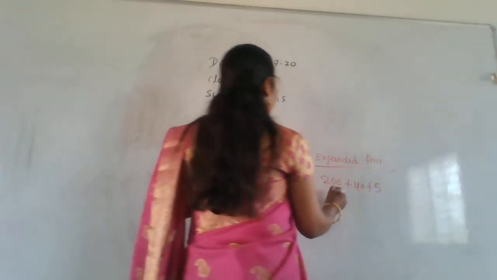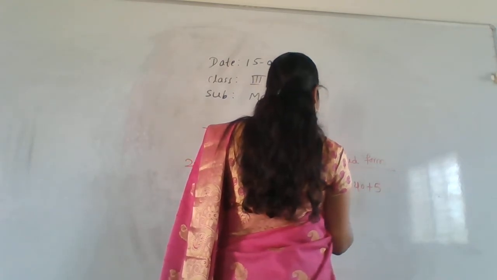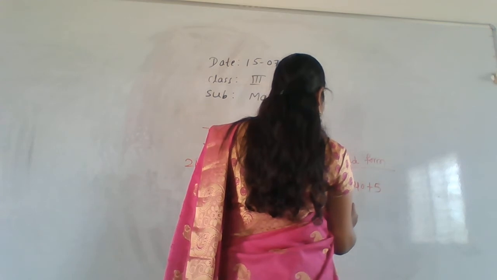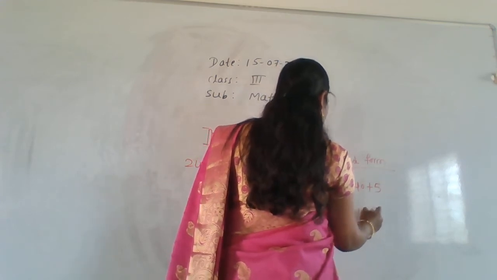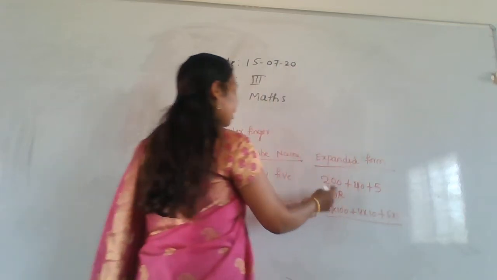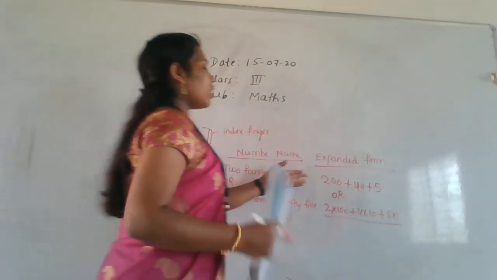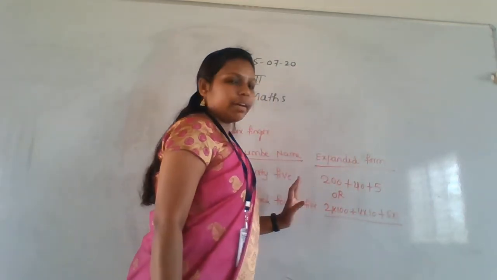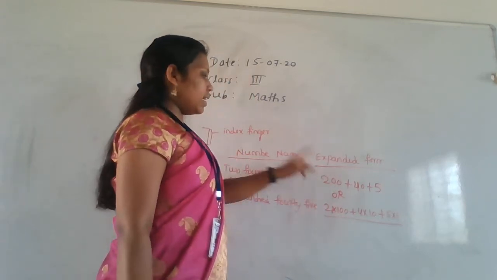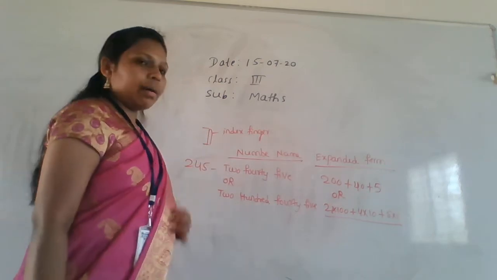Or else this is also correct. If you want to write like this, 2 into 100 plus 4 into 10 plus 5 into 1, this is also correct. Both methods are correct. Whatever you want, you can write. So this is the expanded form and this is the number name.